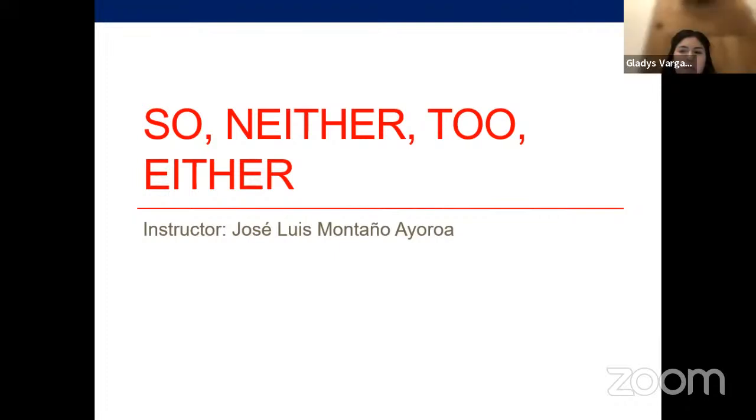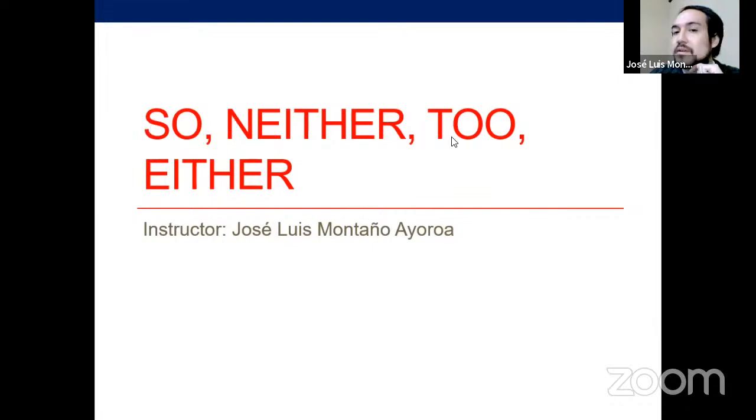I just know that so, and I don't think they are connectors, but I know the meaning of so, too, neither, but not either. All right, good. It's a good start. But actually, this can be a connector. So can be a connector. But the rest of them, no.